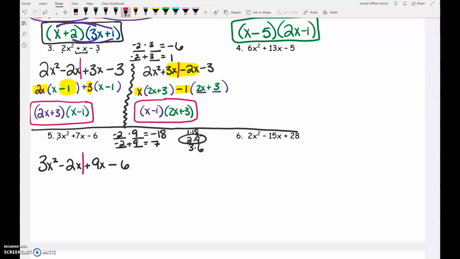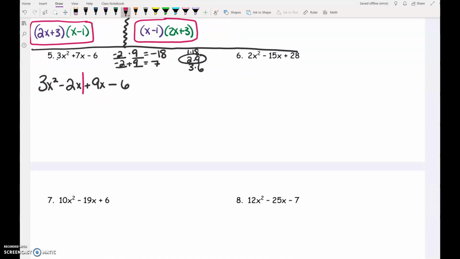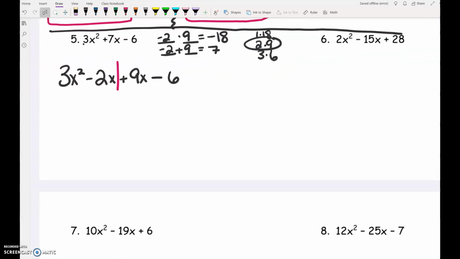Split this down the middle. First group, 3x squared and 2x. All they have in common is x. 3x squared divided by x. You're pulling one of those x's out. You're left with 3x. -2x divided by x. You're taking out the x. You still have the -2.